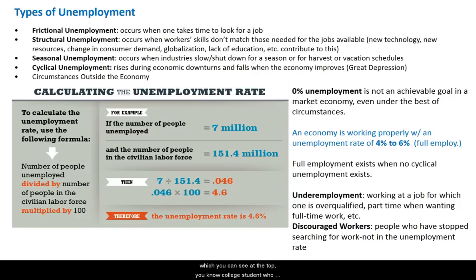There's 4 types of unemployment, which you can see at the top. A college student who doesn't have a job but just graduated and is looking for work would be what we call frictionally unemployed. Structural unemployment is very important. This is why we'll never have 0% unemployment, because you're always going to have people looking for work, and the jobs that may be available require a certain technological or educational level of skills that maybe you don't have.